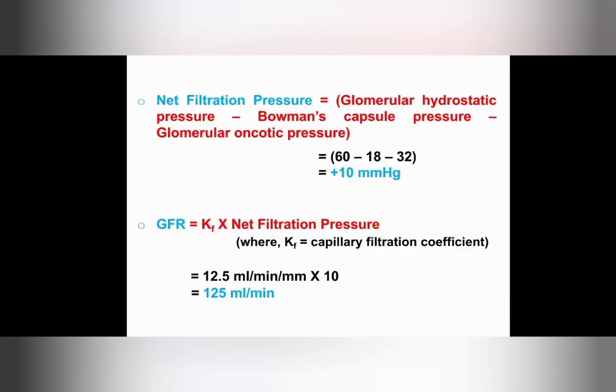Now look at the values. Glomerular hydrostatic pressure minus Bowman's capsule pressure minus glomerular oncotic pressure. That means the sum total of all the four forces. Since one force is 0, it is 60 minus 18 minus 32. What is the sum total? The sum total is positive, plus 10 mm of mercury. Because of this positive pressure, net filtration is possible. That is the net filtration pressure.